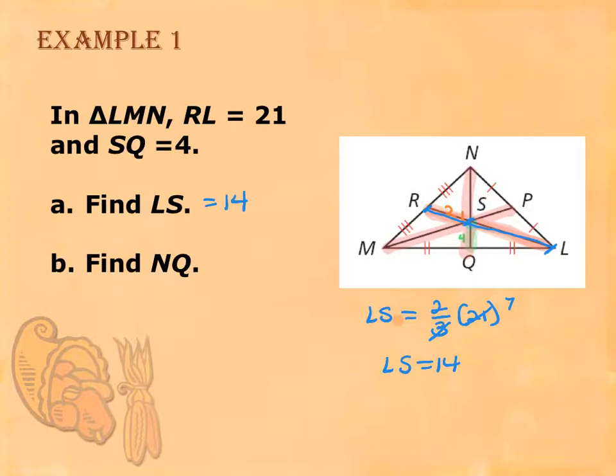Then you want to look at NQ. NQ falls along this median, and what we have is 4. So 4 is SQ, which is the 1/3 part. NQ would be 3 times that. So I would do 4 times 3, which is 12. If it had asked for NS, then I would have known to double 4, which is 8. And then again, I can always just add those 4 and 8 to get the whole length, which is 12. So vertex to centroid is 2/3. Centroid to midpoint is 1/3.